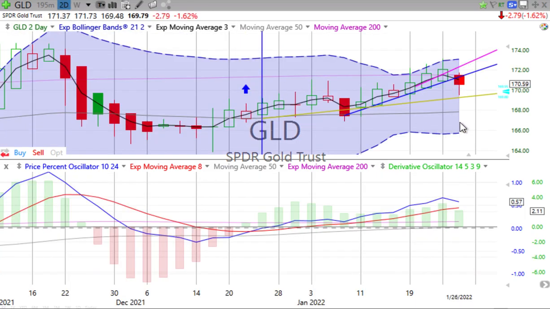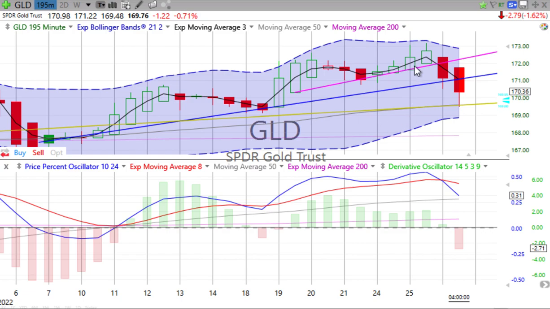You can see where that weakness really shows, blowing through the 2-day trend line, almost touching the weekly on that just little bit of a wick. Almost there, not quite there, that wick on the bottom. Price percent oscillator, derivative oscillator positive, but heading down.